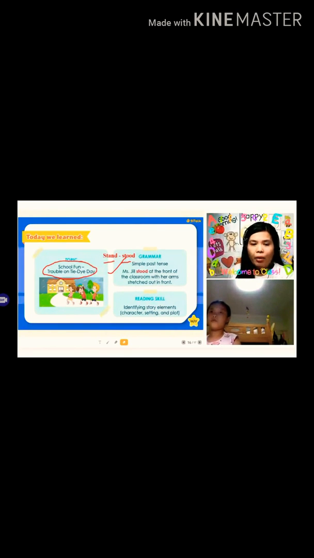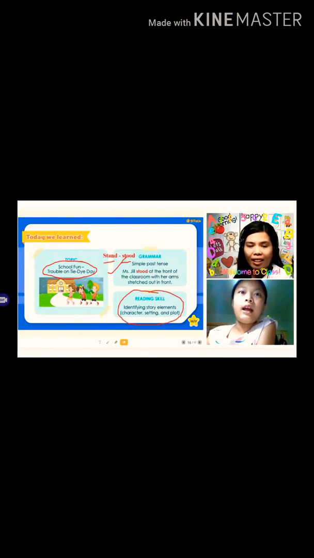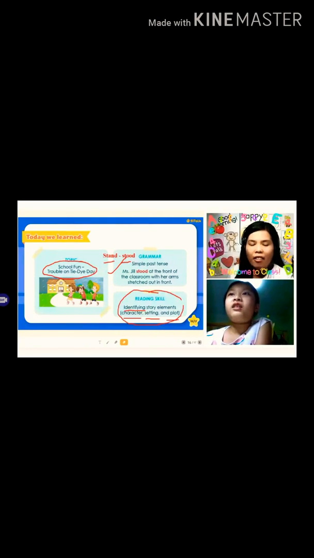Okay. Alright, for the reading skill, can you read? Identifying story elements: character, setting, and plot. Plot. Very good. Now can you say again? Identifying. Identifying. Very good. Okay, good job, Emily. You actually did it again. I mean, you know the story. You learned the lesson very fast.